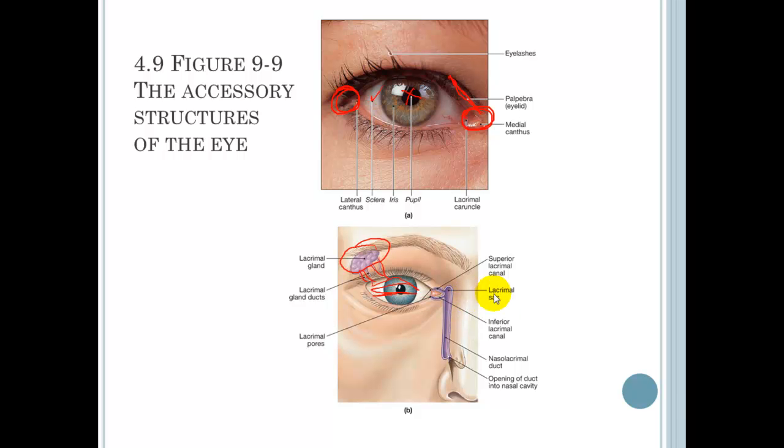Also, you have lacrimal sacs, inferior lacrimal canal, nasolacrimal duct. Some people, this is actually open to where if they blow into this, they can protrude their eyes. If you're interested in that, you can look on Ripley's Believe It or Not.